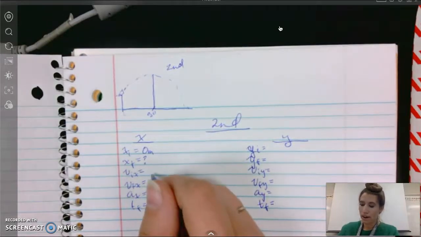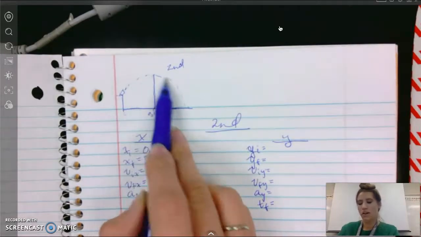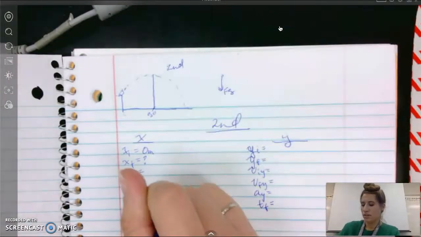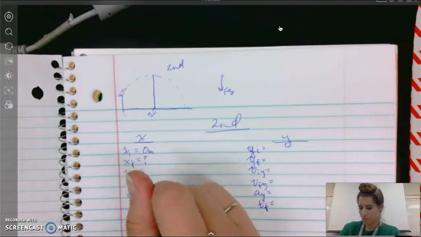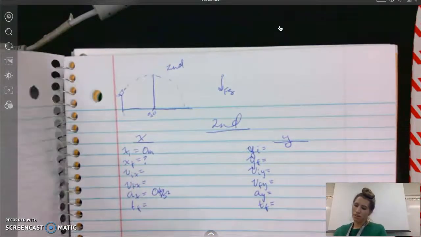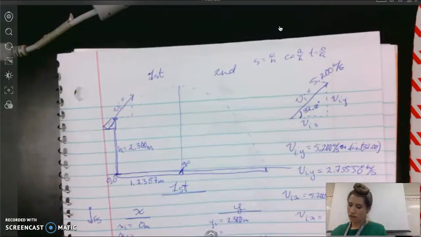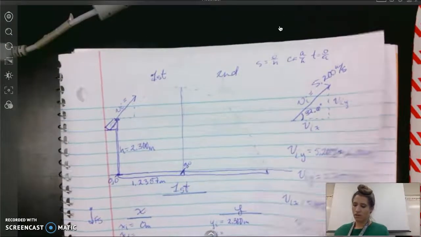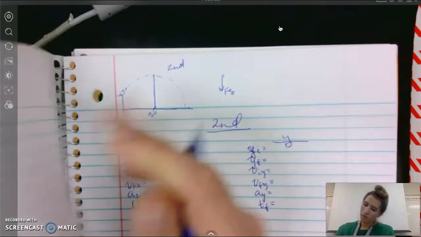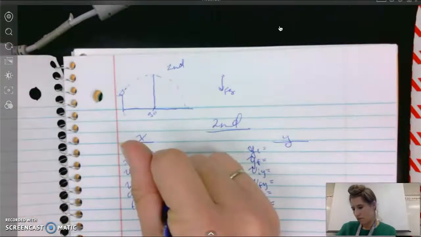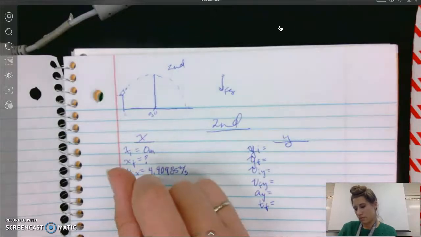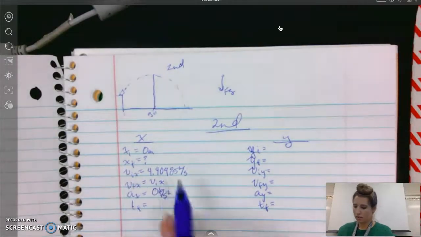Velocity initial in the x, remember how over this entire path, the only force is the force due to gravity. So that means acceleration in the x is 0, and so our velocities stay the same. So it's the same as from before. We still have that 4.409 number. Okay, and again, this is the same. It's the same as that one.